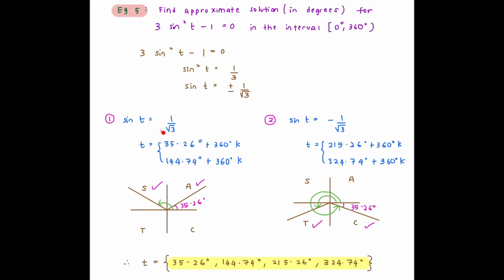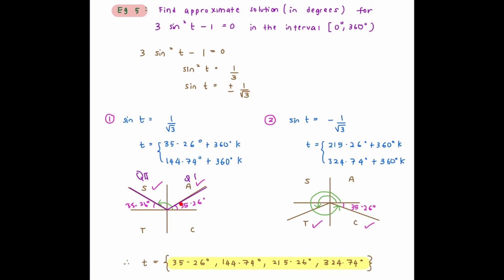So for sine positive, let's straight away draw our quadrant. Sine will be positive in quadrant 1 and also quadrant 2. So straight away, let's draw our terminal lines here, at these two lines, and then let's fill in the reference angle. Just use the calculator, shift tangent 1 over square root 3. The value is 35.26. Let's fill in 35.26 degree.